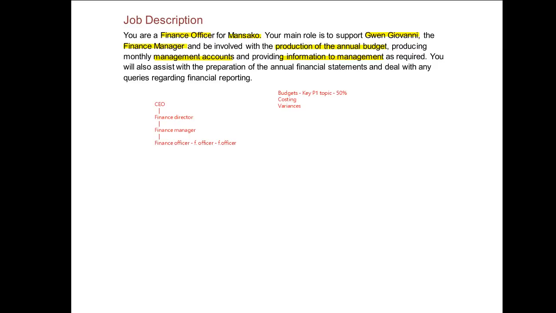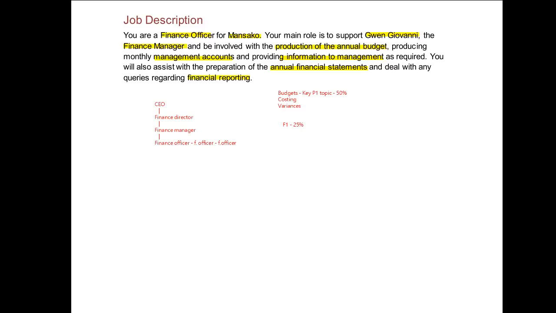Continuing on then, you'll also assist with the preparation of the annual financial statements and deal with any queries regarding financial reporting. Okay, so this is where we start to bring in the F1. So F1 topics in financial reporting and taxation make up about 25% of the operational case study syllabus. So about a quarter of the marks available will be in F1 topics. And usually in the OCS exam, CIMA like to ask you about a specific standard, and you'll have to interpret the standard and say how that would instantiate itself in the company, so how that should be interpreted and dealt with.